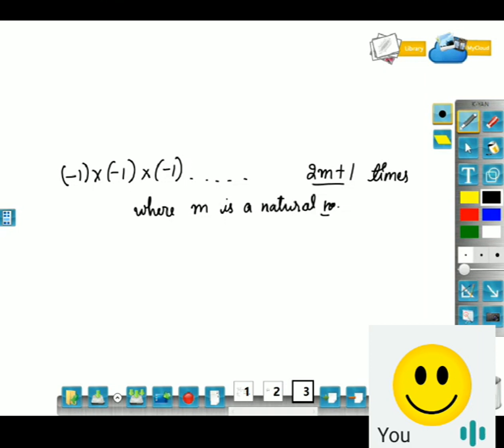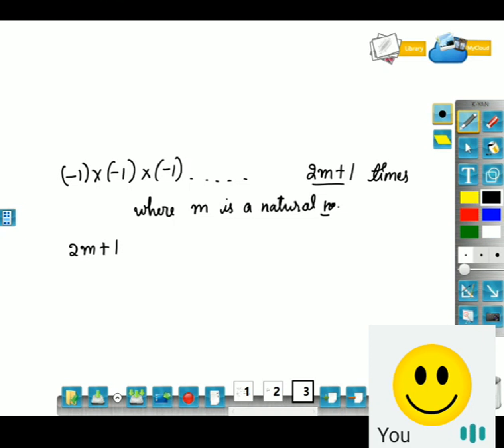Okay, now what is the question? If you are multiplying -1, -1, -1, how many times? 2m plus 1 times, where m is a natural number. Then what will be our answer? Most of you are writing the correct answer: it will be -1. Because how many times are we multiplying here? 2m plus 1 times, and the value of m is a natural number.